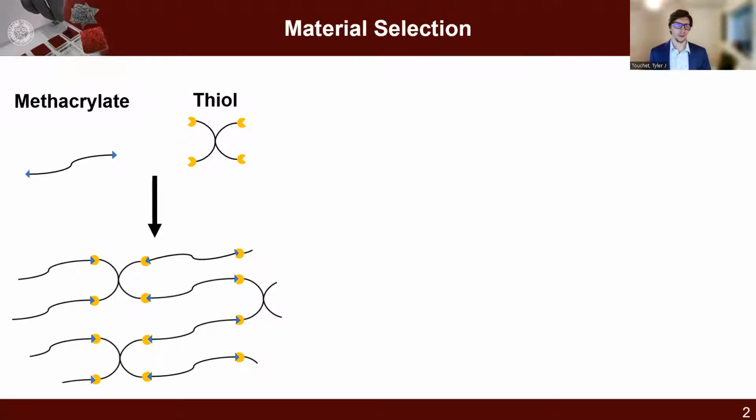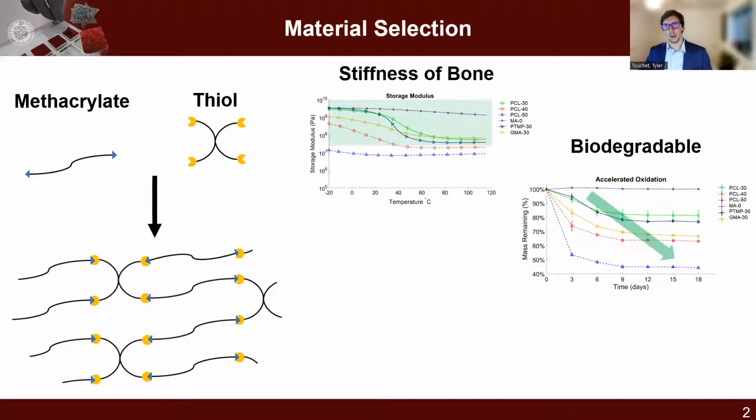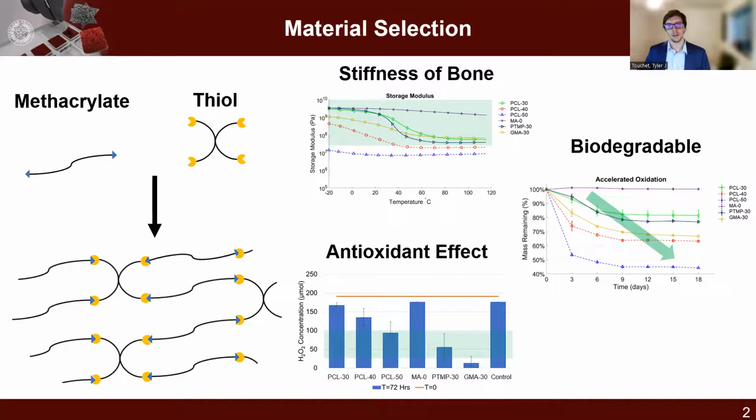There are also several other components that go into choosing a material for bone grafting applications. One, we want this to meet the same mechanical requirements as bone. We want it to be biodegradable, and we need to make sure that it has the right amount of antioxidant behavior. And what we've been able to show, through structure-property relationships and varying different types of methacrylates and thiols, is that we can come up with the right combination that gives us the stiffness of bone, is biodegradable and tunable at that, and we can have an antioxidant effect that brings us back into the physiologic range.